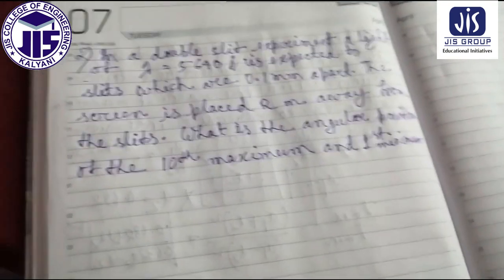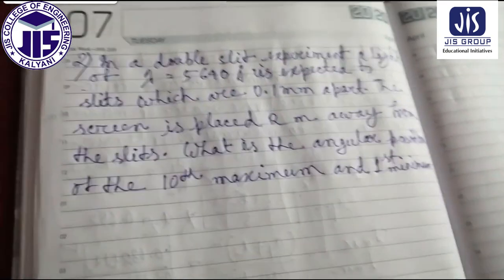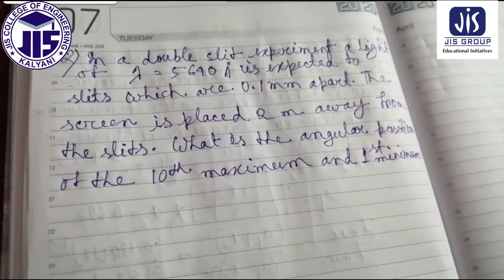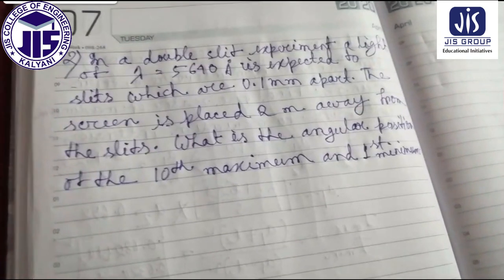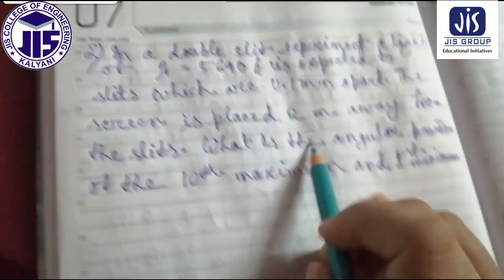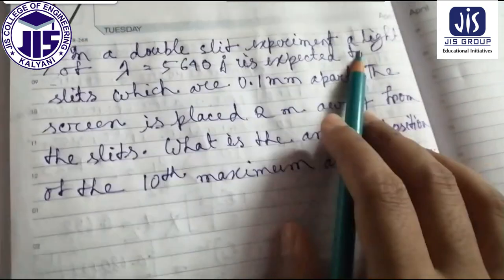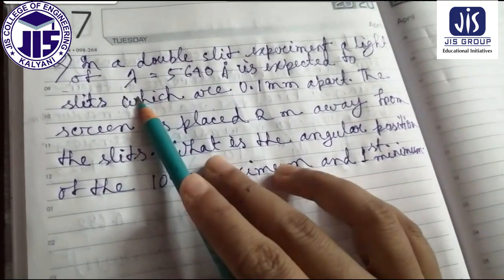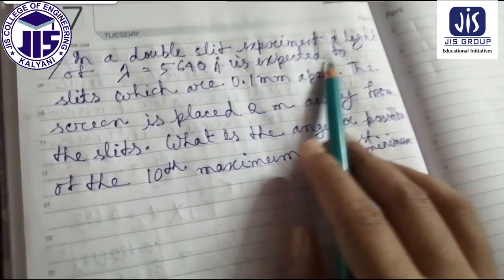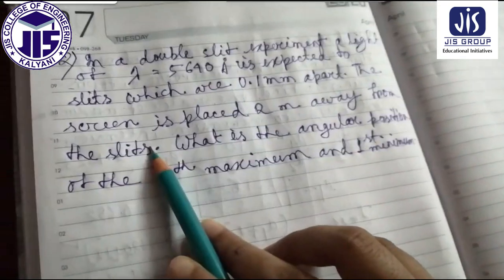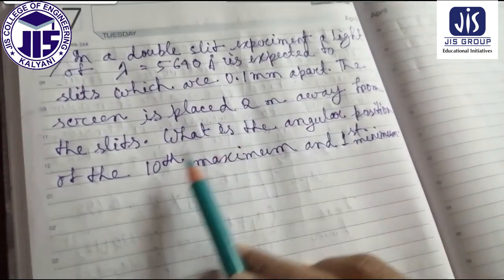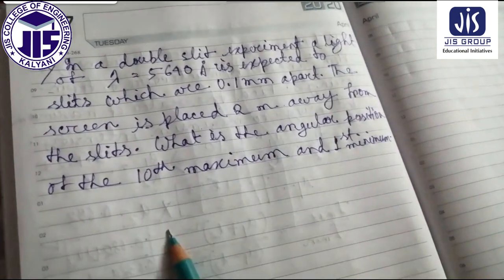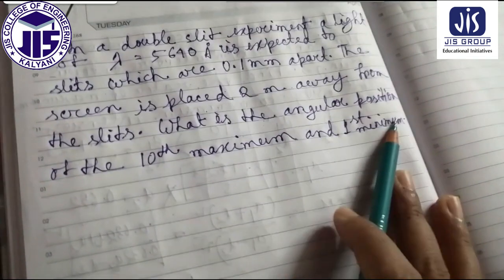So first you have to go through the problem. What is given? A double slit experiment, for which in the last class we already derived the expression. A light of wavelength lambda is given and also the distance is given. The screen is 2 meters away from the slits. What is the angular position of the 10th maximum and the first minimum?